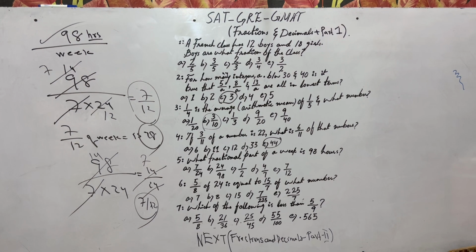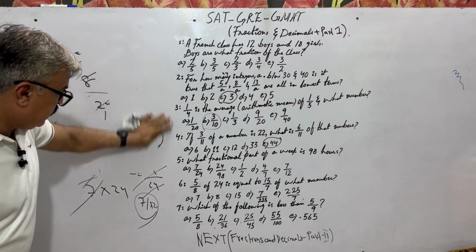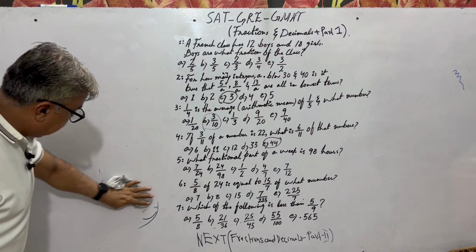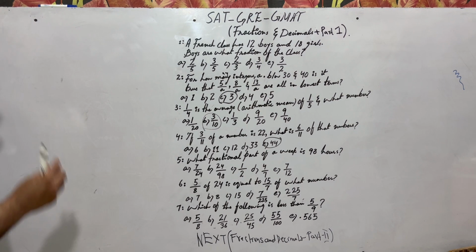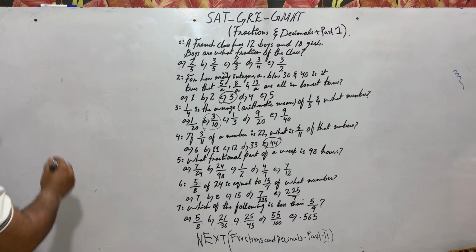Okay, that's our question number 5. Now 6. Let me erase this first, then read. 5 upon 8 of 24 is equal to 15 upon 7 of what number?